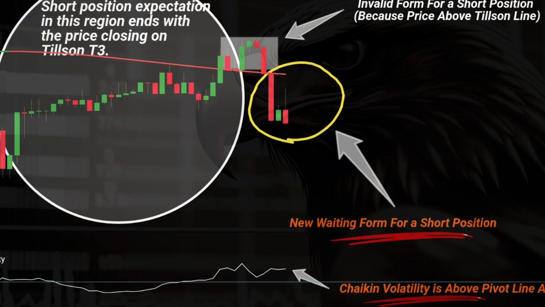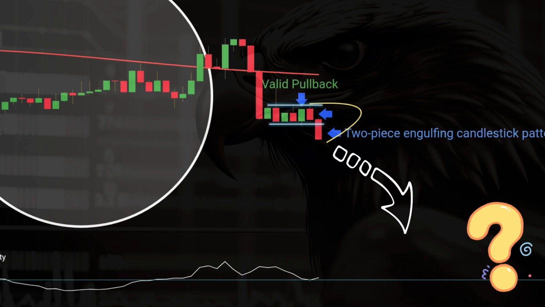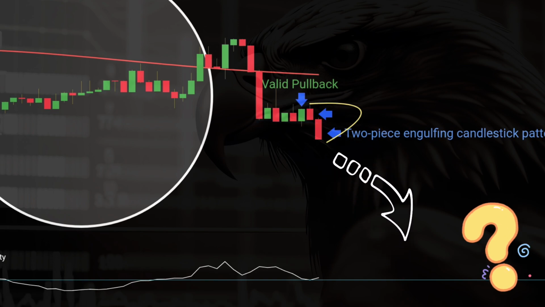As you can see here, a red candlestick is below the Tillson line, and at the same time, the Chaikin volatility indicator has crossed above the zero level. After a few candlesticks, a valid pullback movement occurs. These are horizontal market conditions where all candlesticks have similar-sized bodies. Actually, it doesn't look very promising as a satisfying signal.